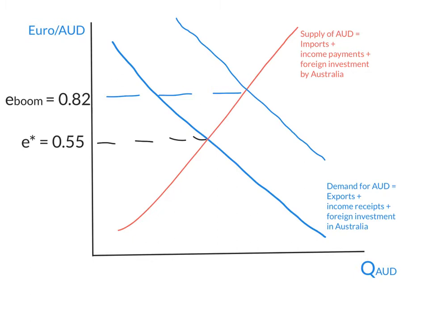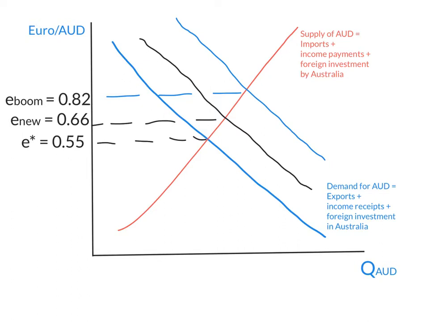Then what happened when the boom started to die down? Well, as the mining boom starts winding down, the amount of foreign investment in Australia starts reducing, and so we have the demand for Australian dollars shifting back to the left. And we get to our new equilibrium in the foreign exchange market, our new equilibrium exchange rate, which is about 0.66 euro to the Australian dollar. A couple of things to note.